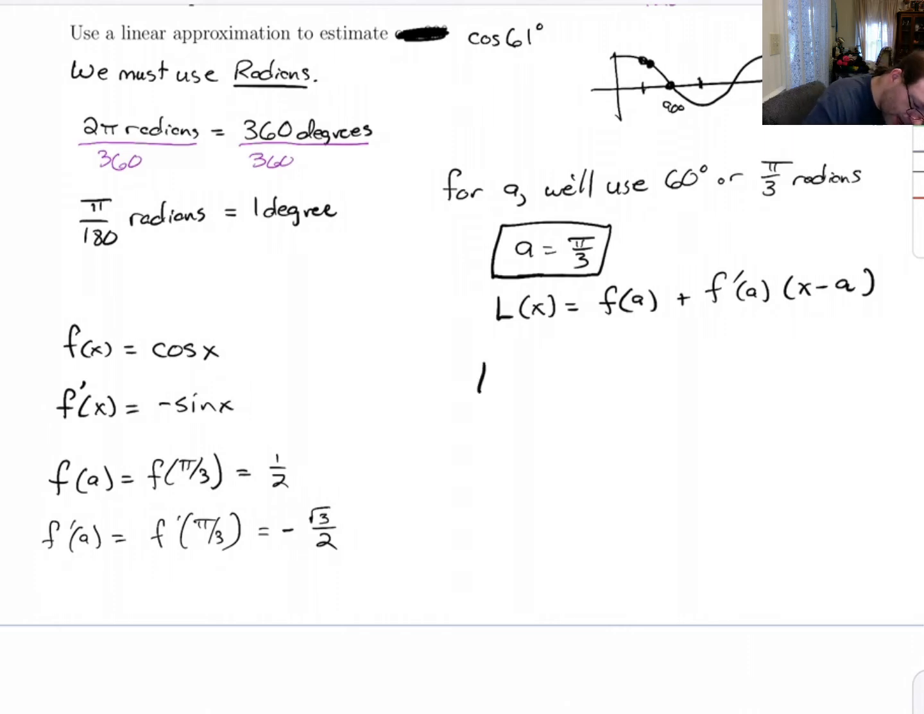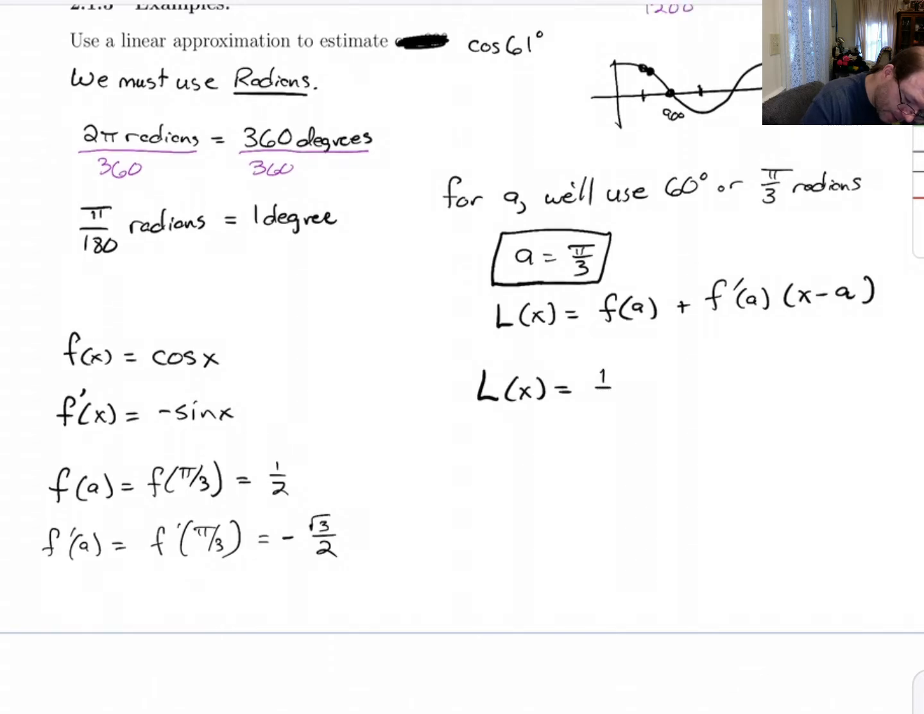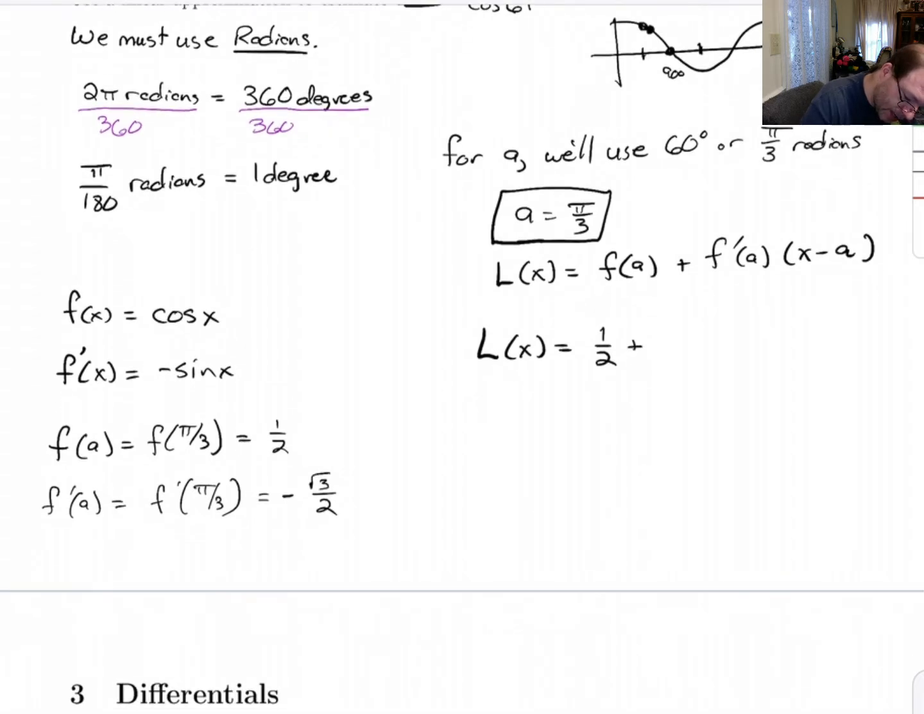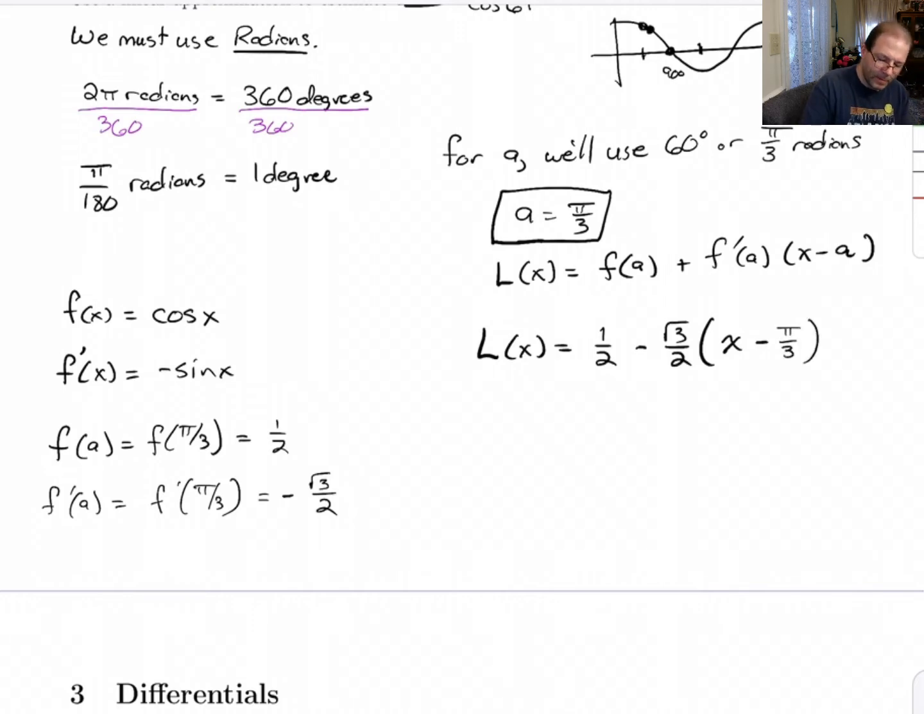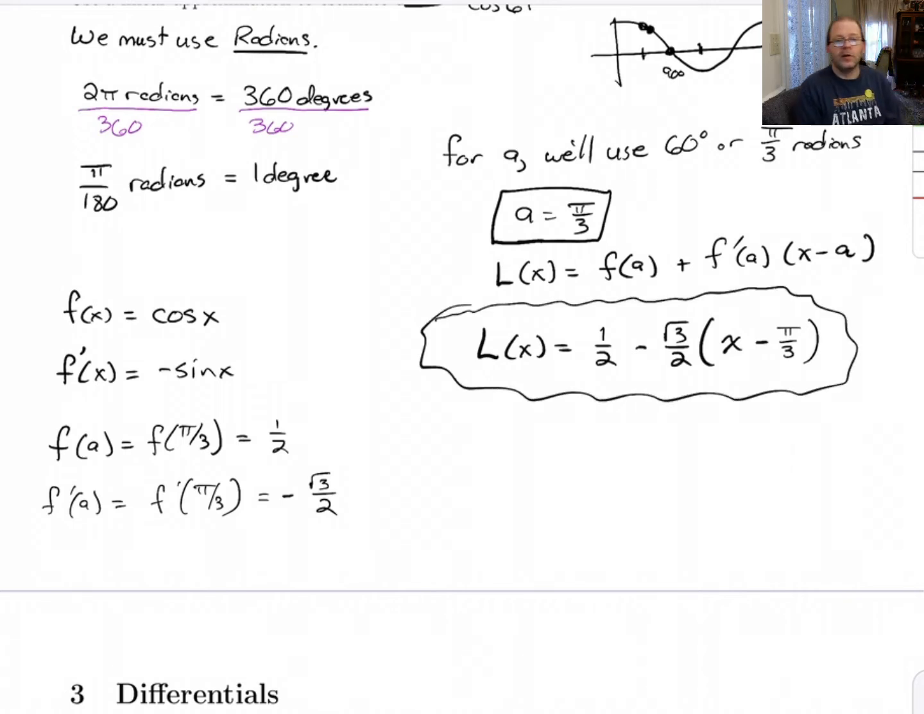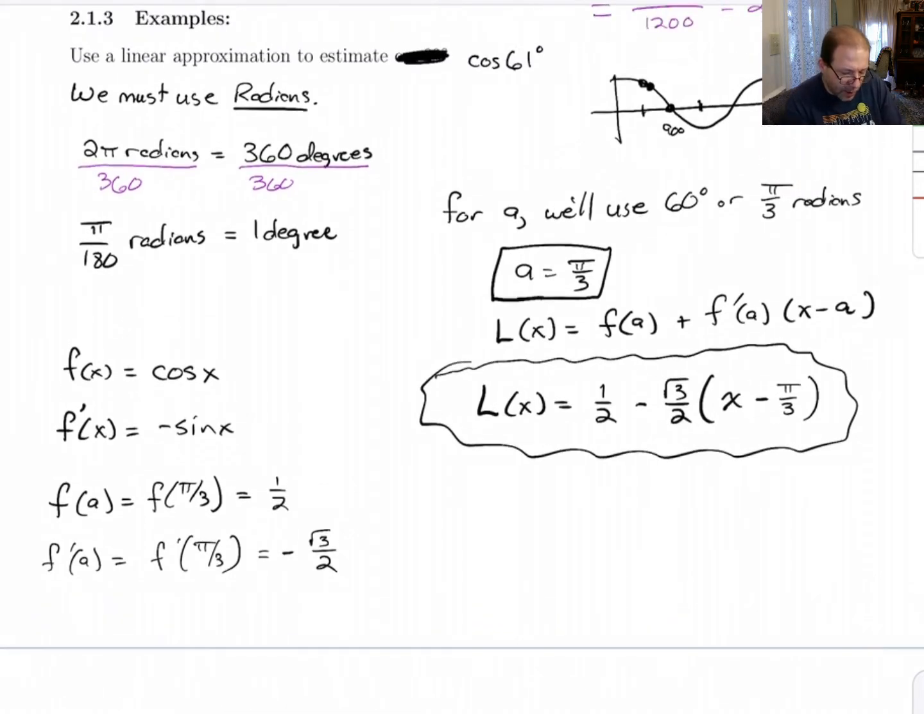All right, so my L of x is going to be f of A, that's 1/2, plus f prime of A, that's negative, so I'm going to take the plus out. It's minus root 3 over 2 times x minus A, x minus pi over 3. All right, so this, I'm going to put a cloudy looking circle around it. That's our linearization function. But what we were asked to do is to approximate cosine of 61 degrees.